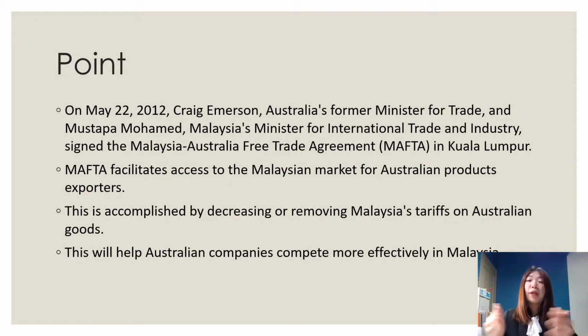So, on May 22, 2012, Craig Emerson, Australia's former Minister for Trade, and Mustafa Mohamed, the Malaysian Minister for International Trade and Industry, signed the Malaysia-Australia Free Trade Agreement, which is MAFTA, in Kuala Lumpur, and the agreement became effective on January 1, 2013.